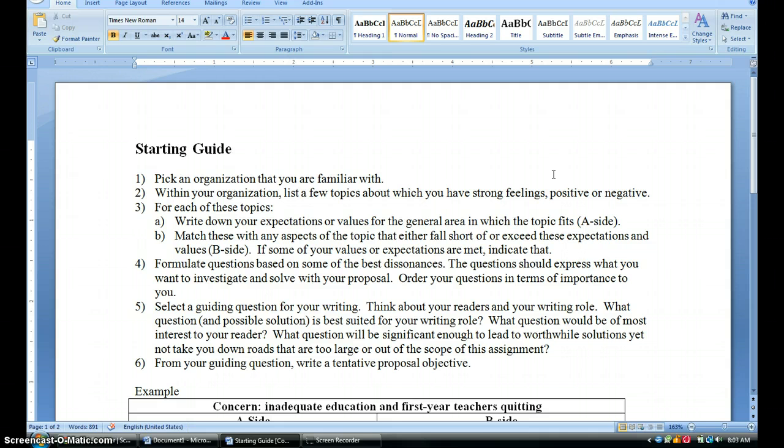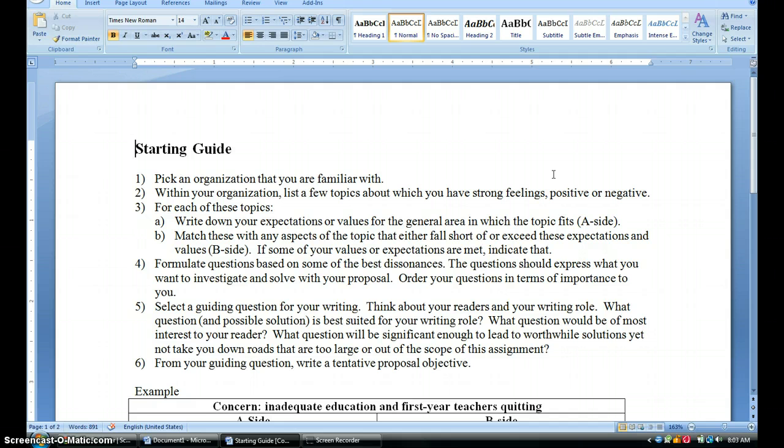When I say organization, I mean something broadly construed. It could be a family, it could be a business, a class, any kind of organization that you're familiar with. And the key here is you need to be invested in this organization, and you need to be invested in the problem, because the best proposals come out of problems that you are invested in and that you would like to solve. Okay, the next step.